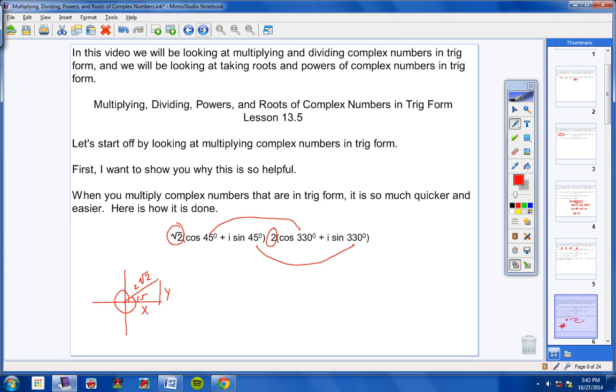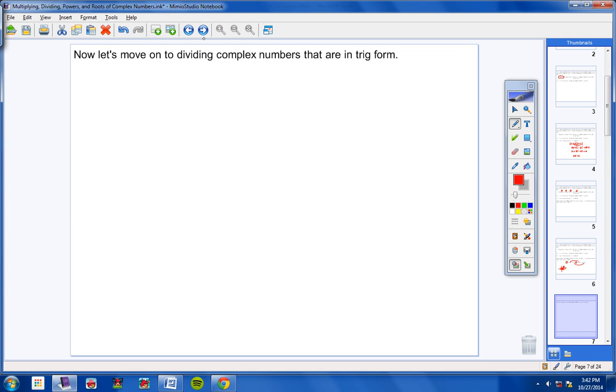Okay, moving on to our next part today. Let's move on to dividing complex numbers that are in trig form, okay? Dividing complex numbers that are in trig form. So here we go. First of all, I want to show you why this is so helpful. You do not need to take notes on this, although if you want to, you can, but you don't have to.